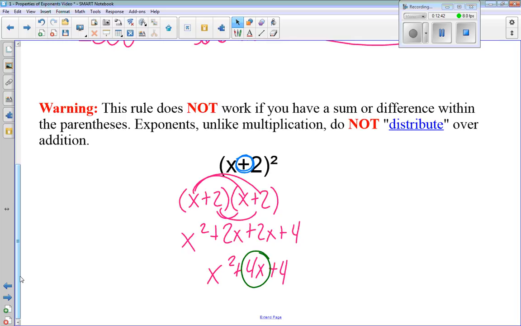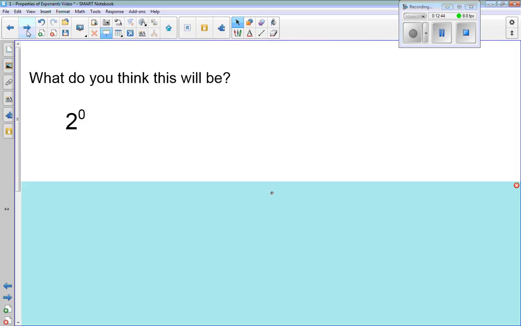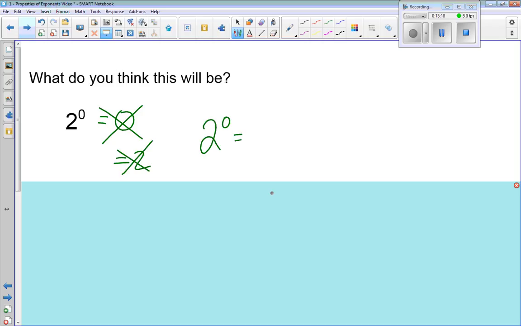Okay, this is our last rule for the day. 2 to the 0. Take a second and guess what you think this is going to be. Okay, most of you probably guessed that 2 to the 0 equals 0. That's not right. Some of you may have guessed 2 to the 0 equals 2. That is also not right. 2 to the 0 actually equals 1. Now, a lot of you may be wondering, how the heck did you get that? So let me just prove it to you.